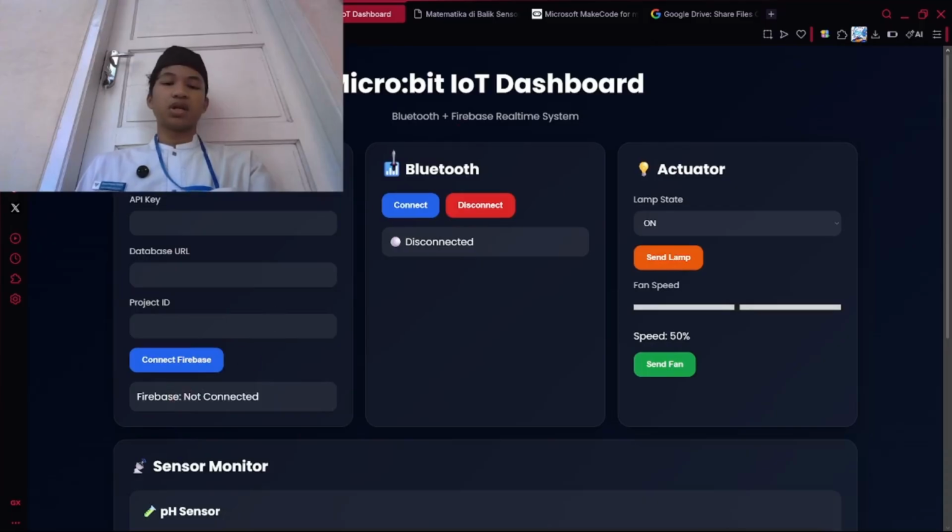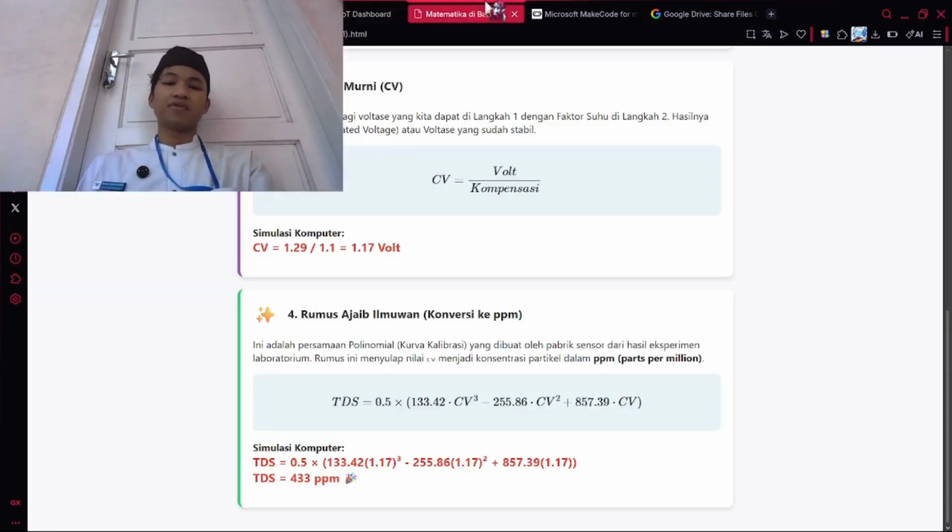This is Raster's project to connect the Firebase and to connect to the micro:bit Bluetooth. I think that's all for my section today.